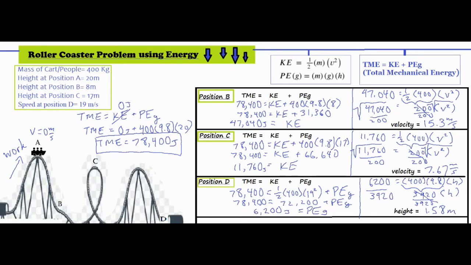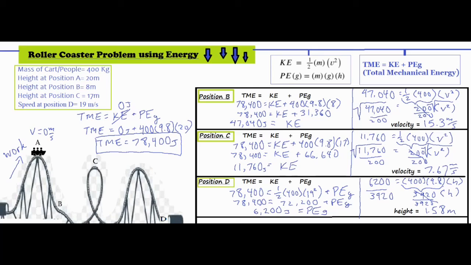For position D, our speed was given for that position. It was 19 meters per second. So instead of plugging in mgh to solve for the potential energy, I went ahead and took 1/2 times m times that v of 19, squared it, and I came up with 72,200 joules, which I subtracted from both sides in order to get the gravitational potential energy of 6,200 joules.